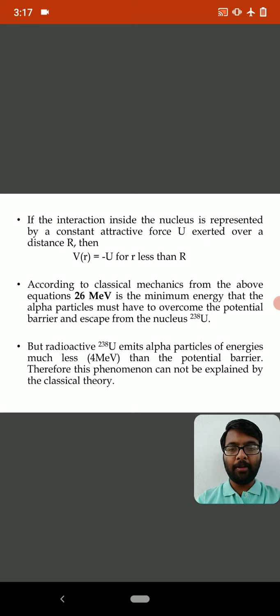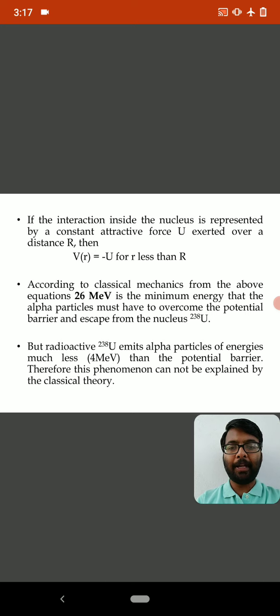So according to classical mechanics, from the above equations, 26 mega electron volt is the minimum energy that the alpha particles must have to overcome the potential barrier and escape from the nucleus of uranium-238. So the minimum energy is about 26 mega electron volt, which is in accordance with classical mechanics.